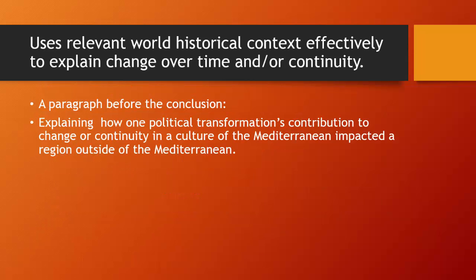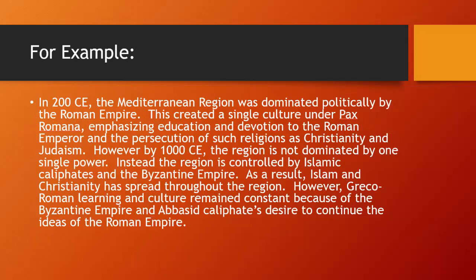Now, I want to give you a little bit of an example. So let's look at this thesis statement here. In 200 CE, the Mediterranean region was dominated politically by the Roman Empire. This created a single culture under Pax Romana, emphasizing education and devotion to the Roman Emperor and the persecution of such religions as Christianity and Judaism. However, by 1000 CE, the region is not dominated by one single power. Instead, the region is controlled by Islamic caliphates and the Byzantine Empire. As a result, Islam and Christianity have spread throughout the region. However, Greco-Roman learning and culture remained constant because of the Byzantine Empire and Abbasid Caliphate's desire to continue the ideas of the Roman Empire.